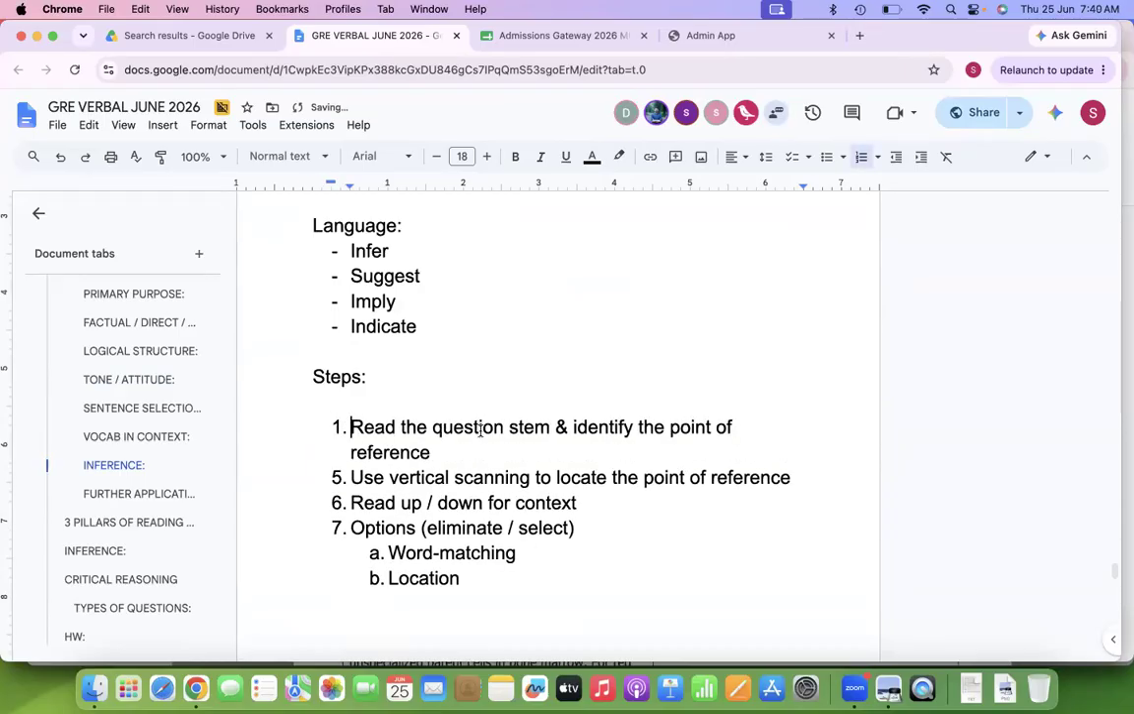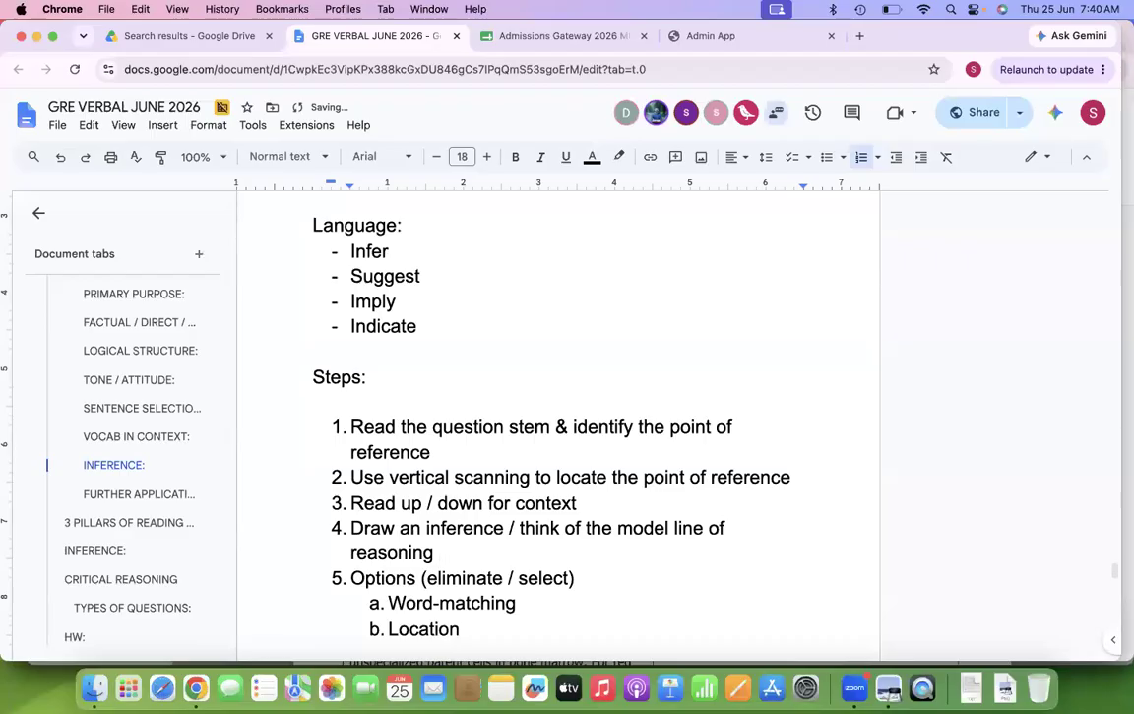You will read the question stem and identify the point of reference. You will use vertical scanning to locate the point of reference. You will read for context, but now comes an important difference. You'll not simply go to the options. You will draw an inference. And if you can't draw the exact inference, that may not always be possible in just a few seconds, you will think of the model line of reasoning.